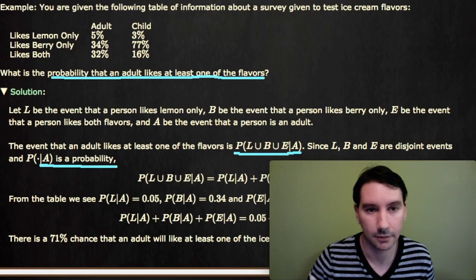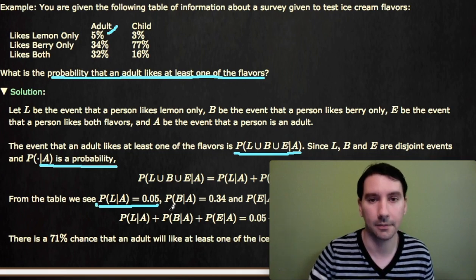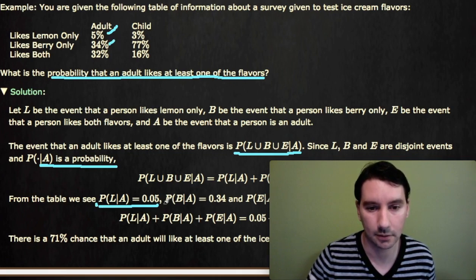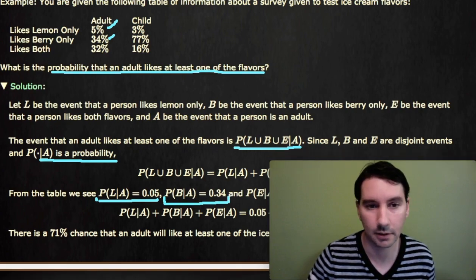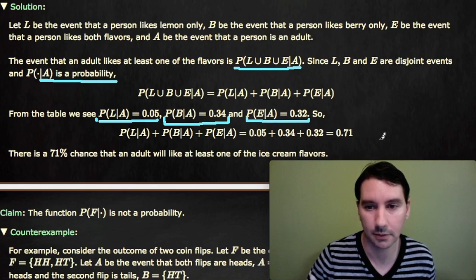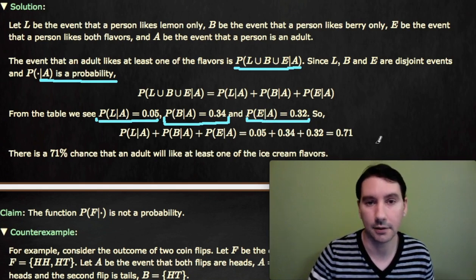So the table says for an adult, the probability they like lemon only is 5%. And so we're going to say the probability that they like lemon only, given that they're an adult, is 0.05. And the probability they like berry only, for an adult, is 34%. So the probability they like berry only, given that they're an adult, is 0.34. And similarly, the probability they like both is 0.32. So we can just add up these numbers: 0.05 plus 0.34 plus 0.32 is 0.71. There's a 71% chance that an adult will enjoy at least one of these ice cream flavors.